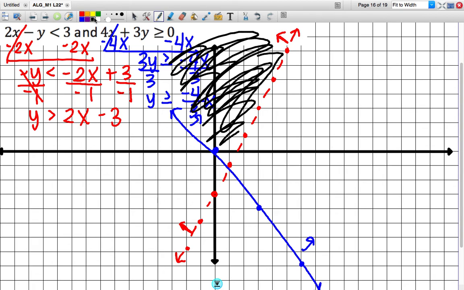Because it has to be above this line and above this line. And if you look at our arrows down at the bottom, we can't shade anything there because it has to be above that red line and above that blue line, and there's nothing in common there. So again, as a reminder, the solution set to a system of inequalities is where the shaded regions intersect. So any point in this black shaded region is a solution to this system of inequalities.